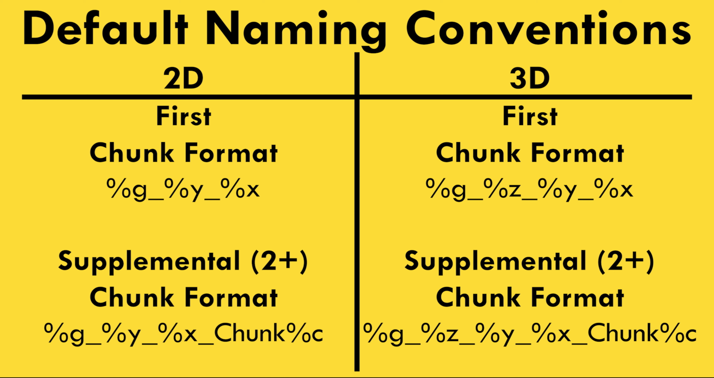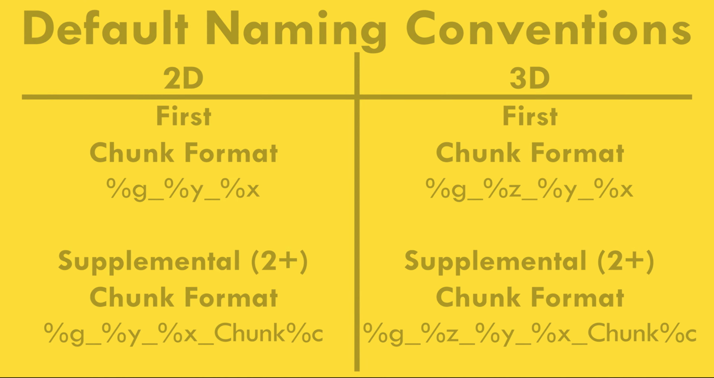For 3D formats, %Z is replaced by the layer number of the cell the chunk is associated with. When using multi-chunking, the supplemental chunk format is used, in which %C is replaced by the chunk number within the cell's asset chunk set. Any other characters besides these are literal characters and must be present in the asset chunk names exactly as shown. Note that when using multi-chunking, the first asset chunk in the set adheres to the first chunk format. All other chunks in the set adhere to the supplemental chunk format.